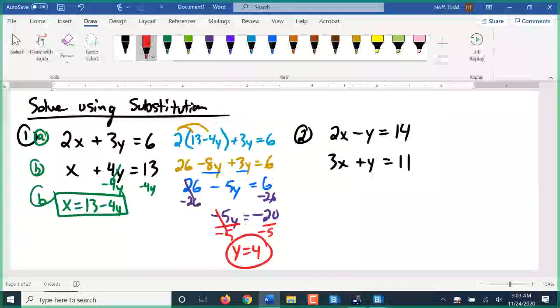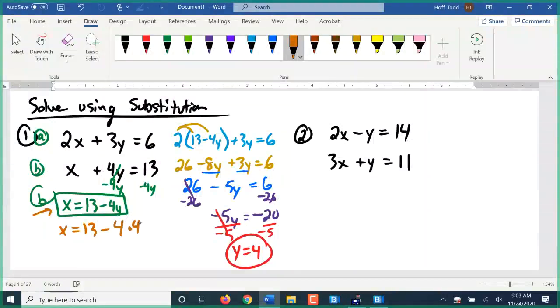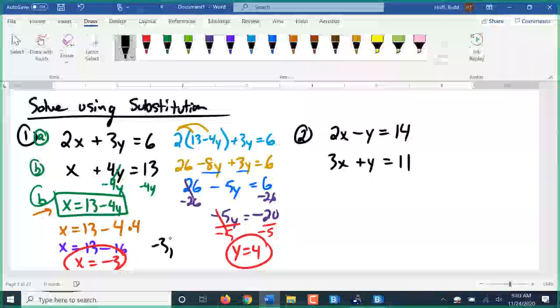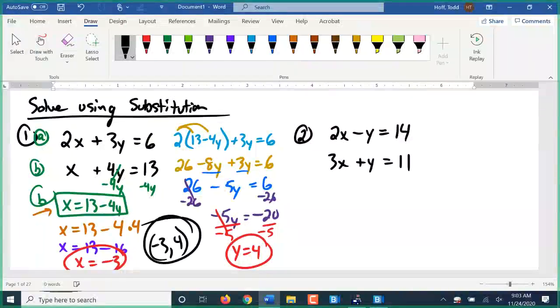Now we can find x by going back up to this equation and putting 4 in for y. X equals 13 minus 4y becomes 4 times 4. X equals 13 minus 4 times 4, which is 16. Well, 13 minus 16 is a negative 3, so x is negative 3. So the solution there, x is negative 3 when y is 4, is our ordered pair.